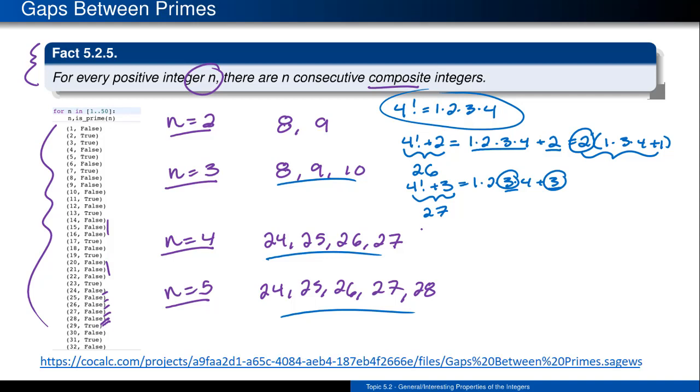If I move that one more up, I'm going to add 4 to it, which is 1 times 2 times 3 times 4 plus 4. You know that this number is going to be divisible by 4 because both of those terms have a 4 in them, and we know that this number is simply 28.